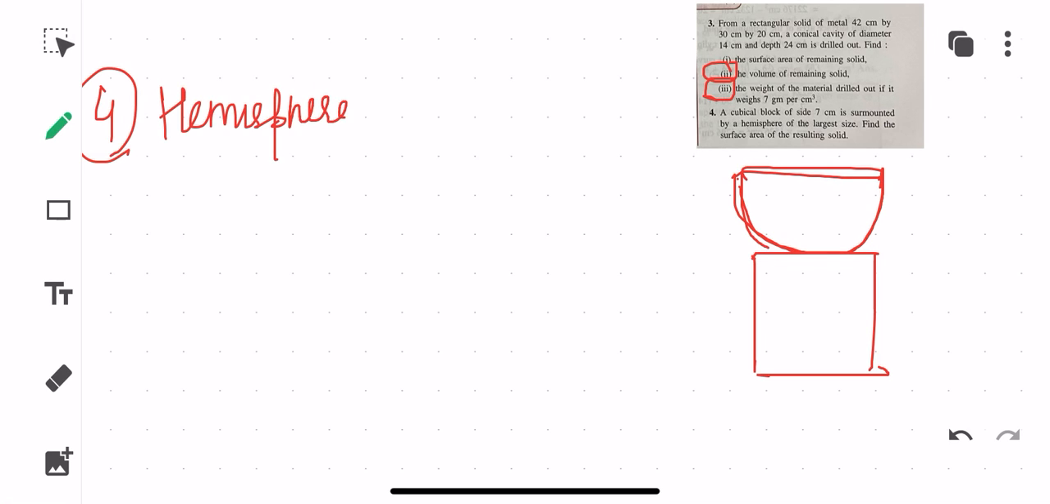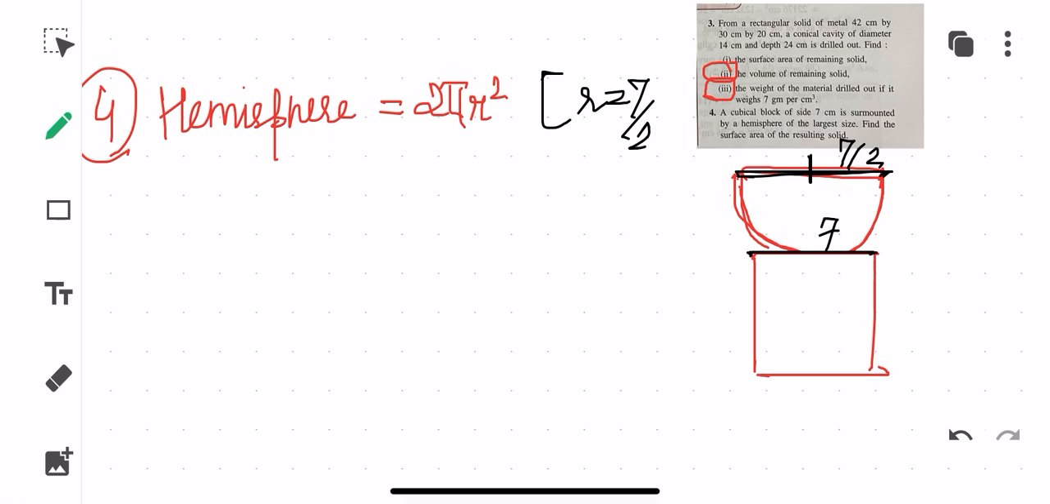The curved surface area is given by 2 pi r square, and then what will you take as height, because they are saying the largest size. So the r will be taken as what? R will be taken as 7/2. Why? Because clearly here you can see that this diameter is equal to the side of the cube. So the side of the cube is 7, so its radius will be equal to how much? Its radius will be equal to 7/2. So here r you will be taking as 7/2, and you can just calculate the surface area.